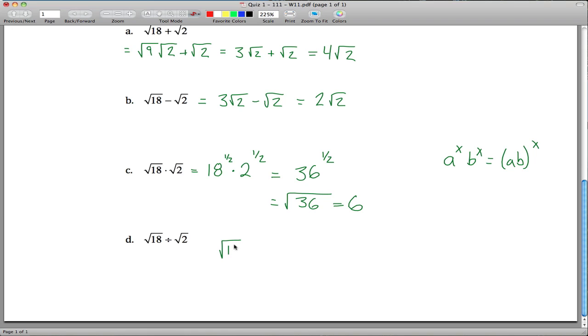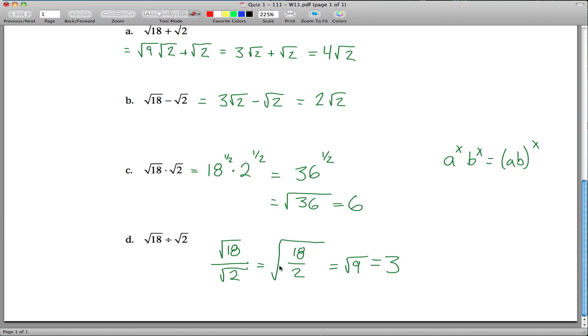I think the way I would do this is write it like this. And then using this rule again, with the a is 18, the b is 1/2, and the x is actually 1/2 too for the square root. But the b is 1/2 because the 2 is down in the denominator. But anyways, using that rule, you get this, which is this, which is this. 18 over 2 is just 9, square root of 9 is 3.